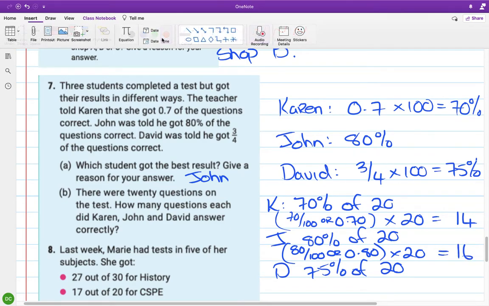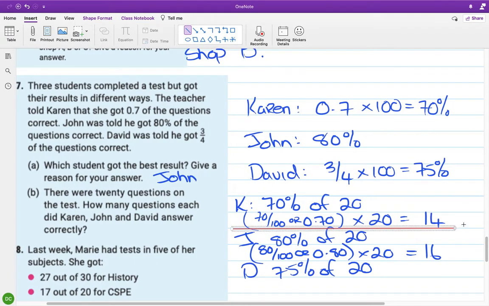Just going to put in a little line in between these. It just looks a bit messy.